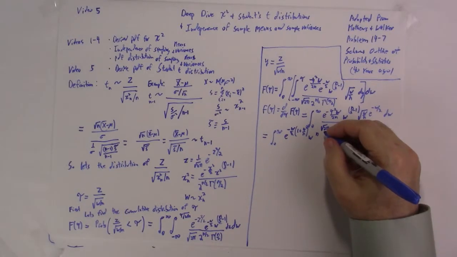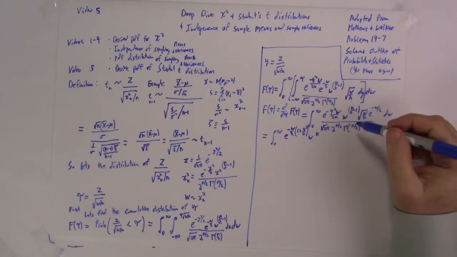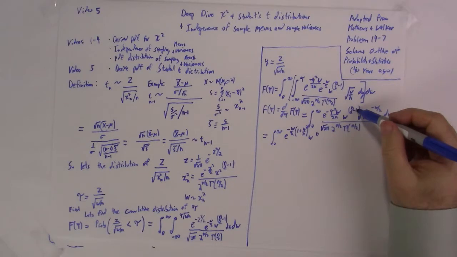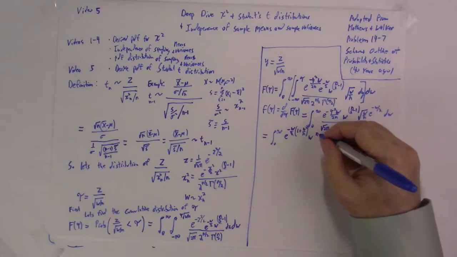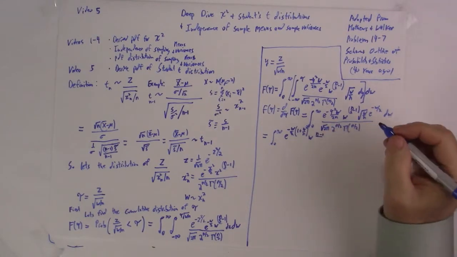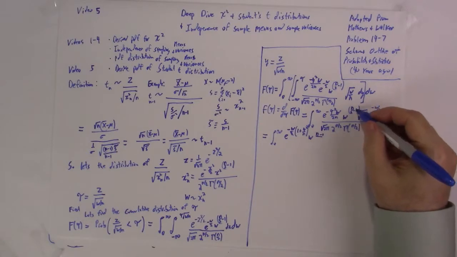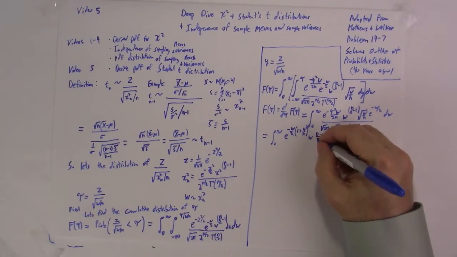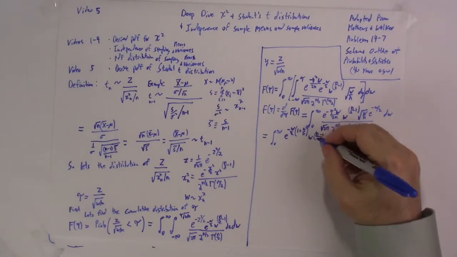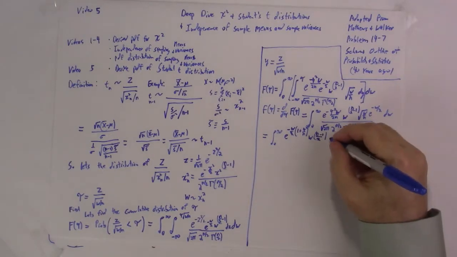w to the... okay, let me look at this. So I have n over 2 minus 1 here, and then I have a minus 1/2. So now this becomes n minus 1. So n over 2 minus 1 plus 1/2. So it becomes n minus 1/2. So this becomes w to the n minus 1 over 2 dw.